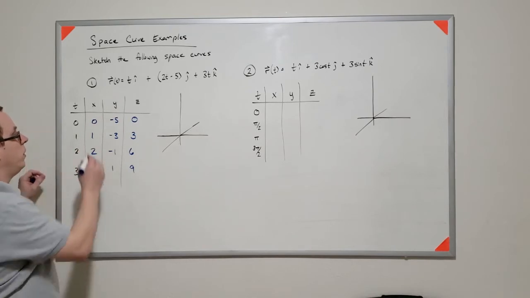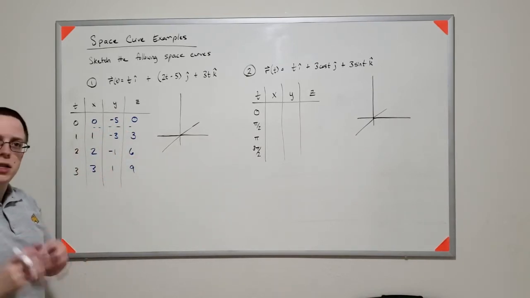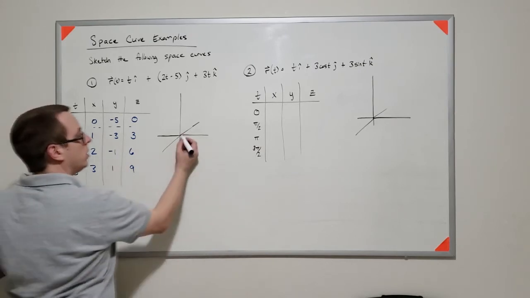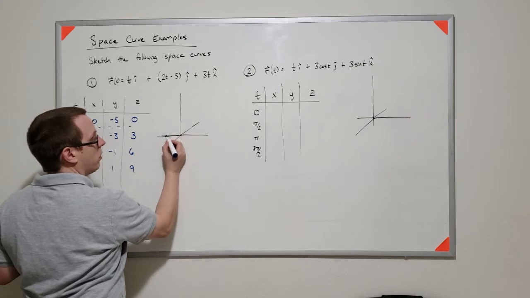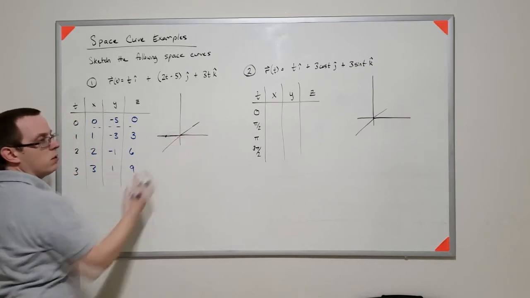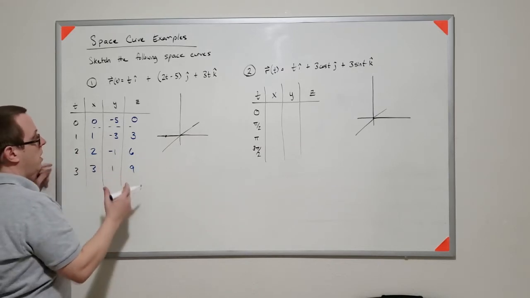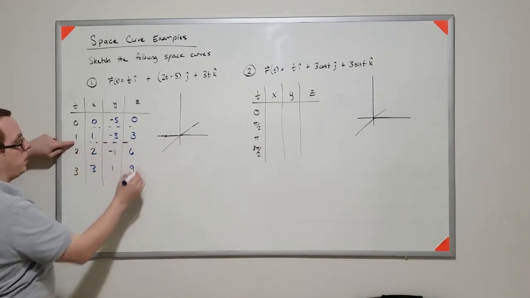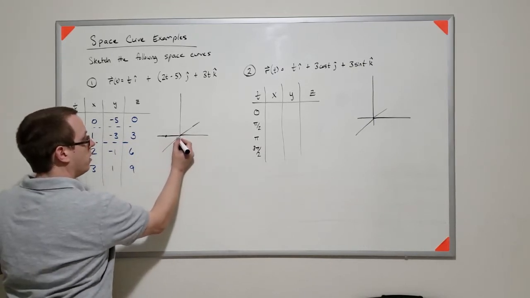So our first ordered triplet is 0, negative 5, 0. So if I say 0 on the x, negative 5 on the y, and 0 on the z, we're actually on the y-axis here. And then my next point is 1, negative 3, 3. So I would come out 1 here.